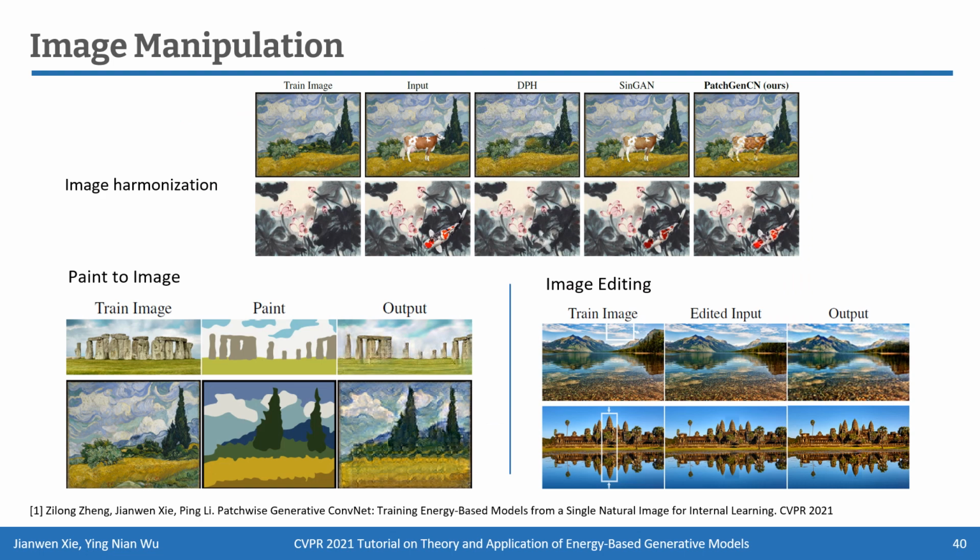Given a background image, we can manipulate it by either copying and moving some region or pasting an external object into it. The Patchwise Generative ConvNet can blend the pasted object with the original background image or smooth the artifacts due to editing.